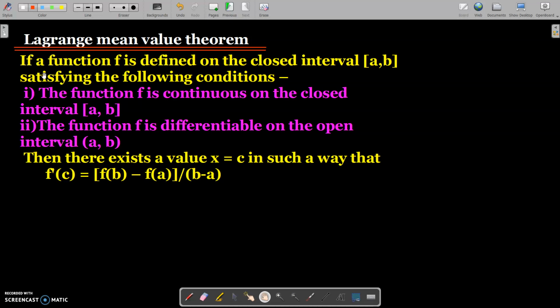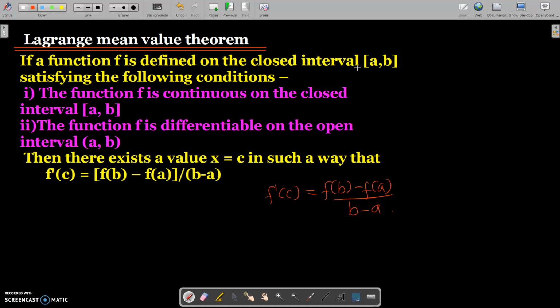What is the Lagrange mean value theorem? If a function f is defined on a closed interval [a, b], satisfying the following conditions, that is, f is continuous on the closed interval [a, b] and is differentiable on the open interval (a, b), then there exists a value x equal to c such that f dash c equals f(b) minus f(a) divided by b minus a. This is the Lagrange mean value theorem.